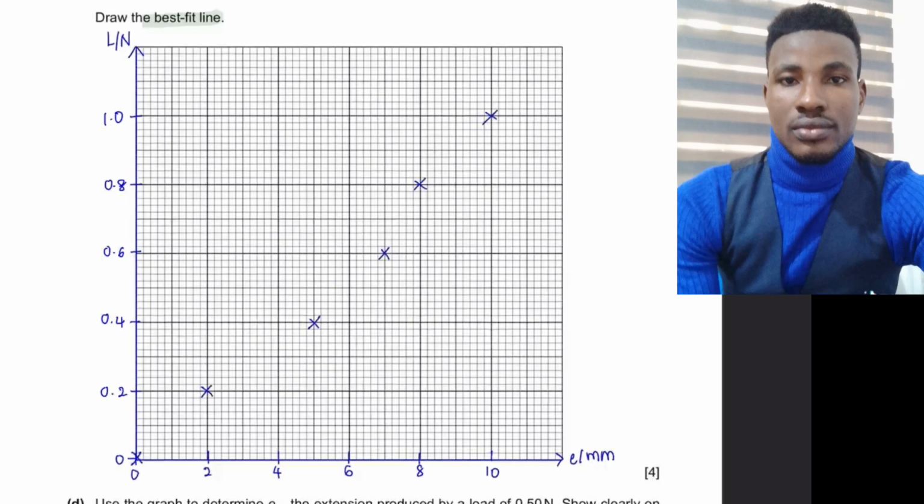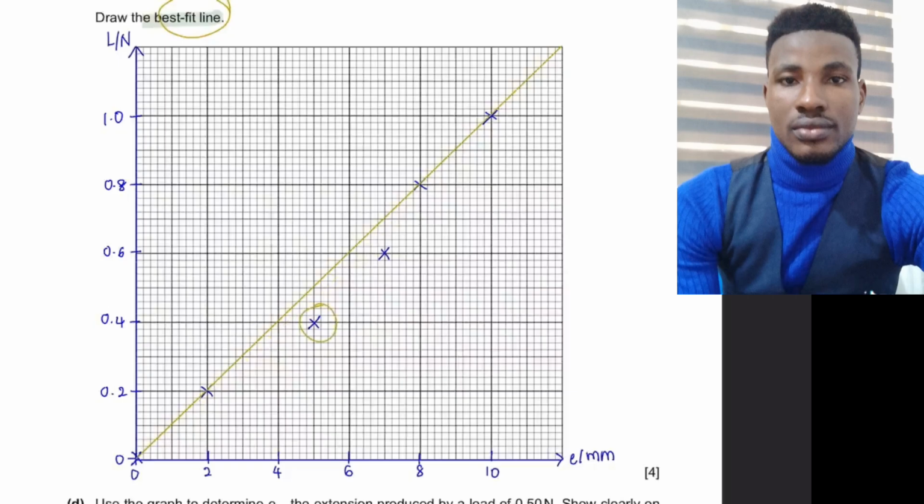Some of you were asking whether you should draw a straight line or a curve. Well, it should be obvious once you have plotted your points. For this graph, as you can see, we will all observe a straight line. So for a best fit line, just try to connect as many points as you can and extend your line until the end of the graph.